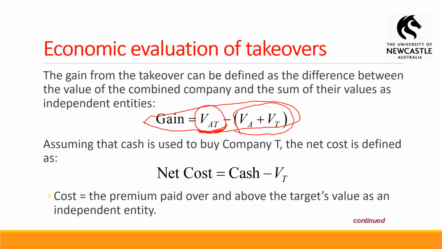In terms of the cost, now assuming that we use cash, right? So this transaction is settled by cash, we don't pay shares, then the net cost of the transaction would be how much we pay minus how much we acquire, right? So this is the value of the target firm. This is how much in total we pay for the target shareholders. So a way to think about the cost is therefore the premium that we pay over and above the value of the target firm as an independent entity. Right?